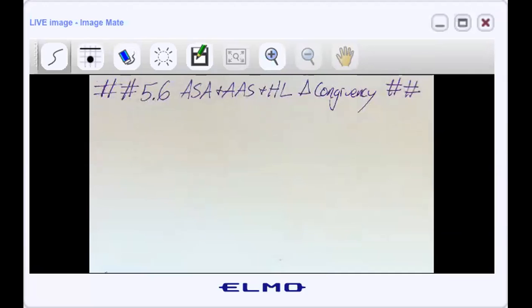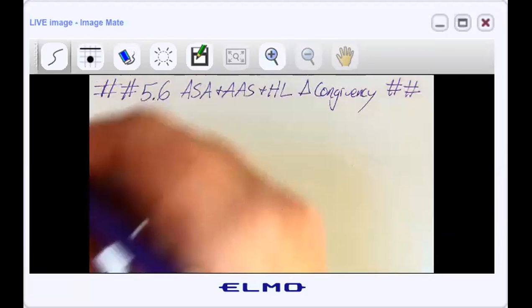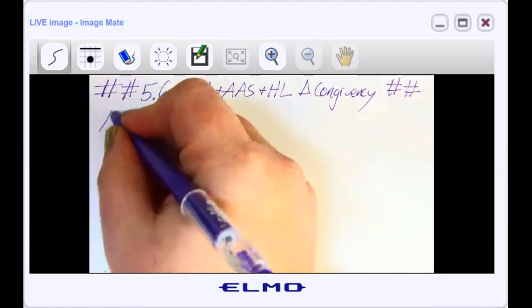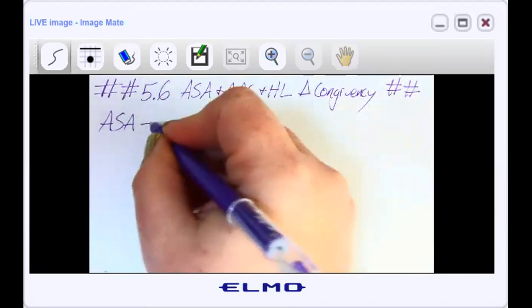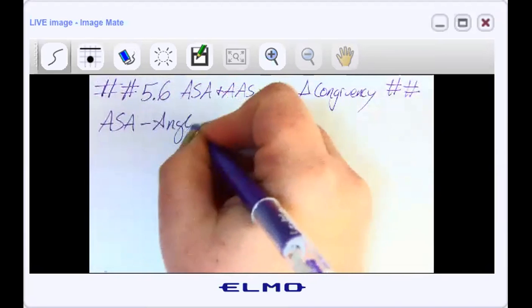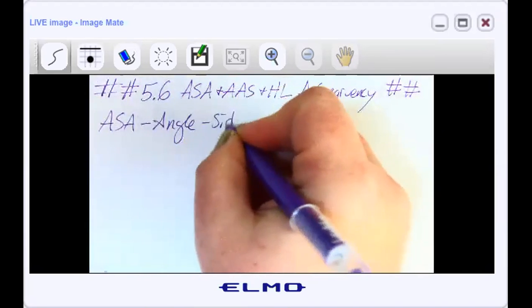Okay, so yesterday we learned the first two shortcuts to prove two triangles congruent: side, side, side and side, angle, side. Now we're going to learn about the remaining three: angle, side, angle; angle, angle, side; and hypotenuse leg. All right, so let's start off with ASA, which of course is angle, side, angle.